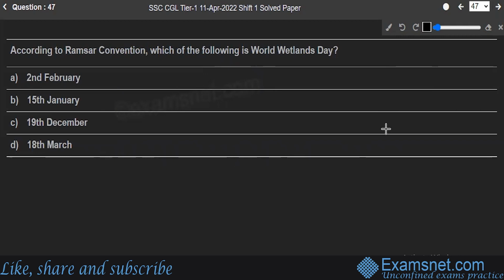According to Ramsar Convention, which of the following is World Wetlands Day? Is it 2nd February, 15th February, 19th December, or 18th March? I hope you know this answer. The correct answer for this question is option A, 2nd February.